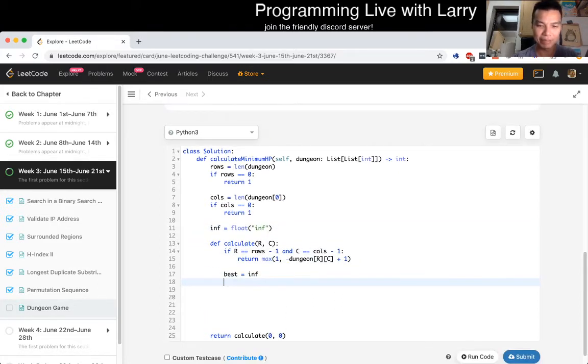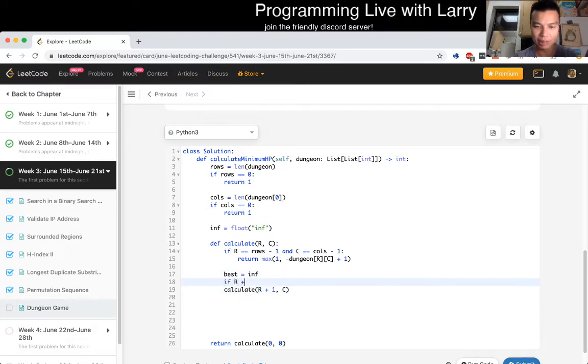Can we do better than infinite health? Well, if we go to the right, so we go R plus 1, C, but this assumes that R plus 1 is less than rows. What this gives us is the minimum thing.